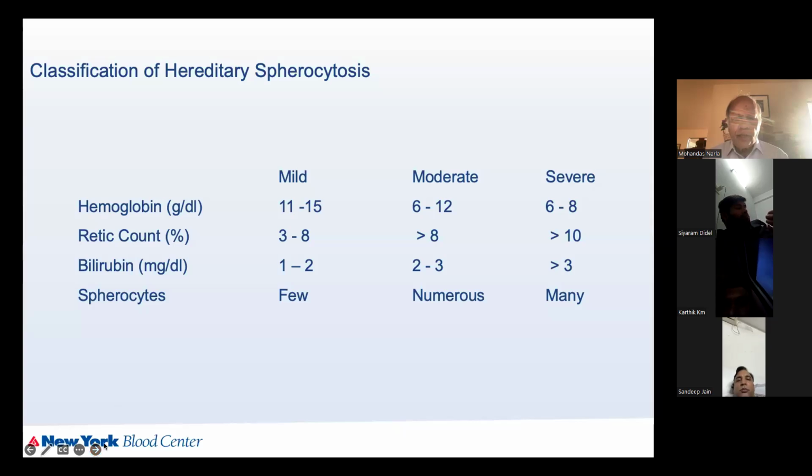And in terms of morphology, as I said earlier, in the mild form there are very few spherocytes, so sometimes it's difficult to diagnose, but clearly you can see, if you look carefully, some spherocytes in the peripheral blood smear. Whereas in moderate, there are more spherocytic cells, and in severe, you can see spherocytes all over the blood smear.